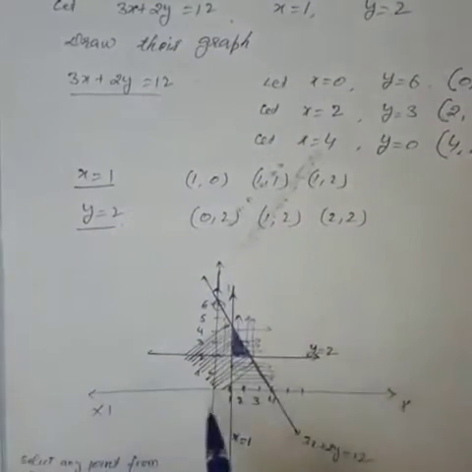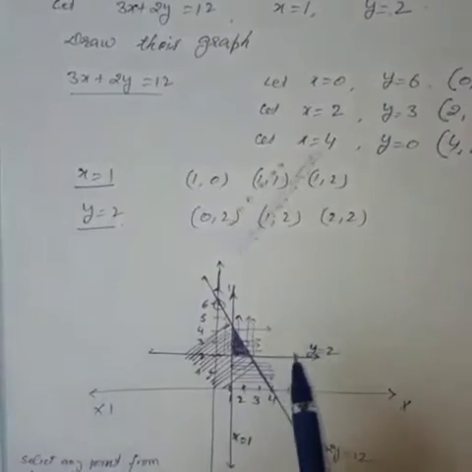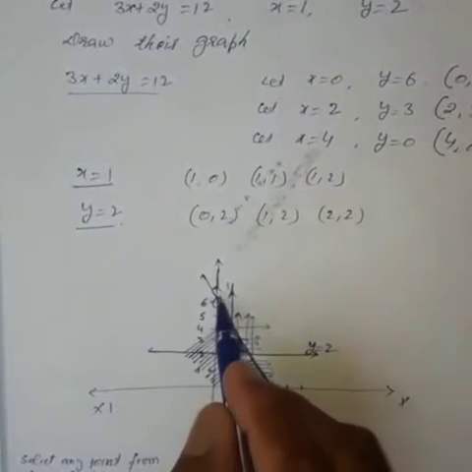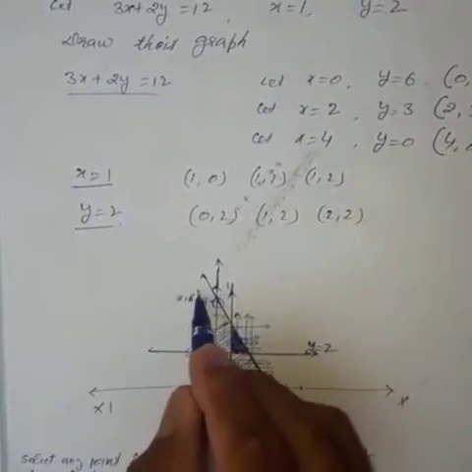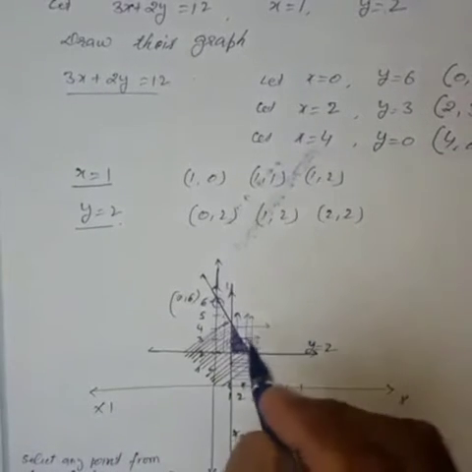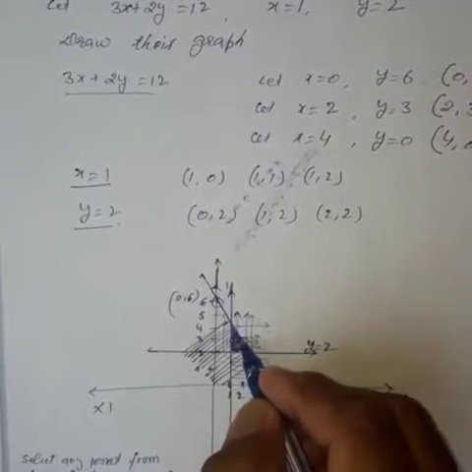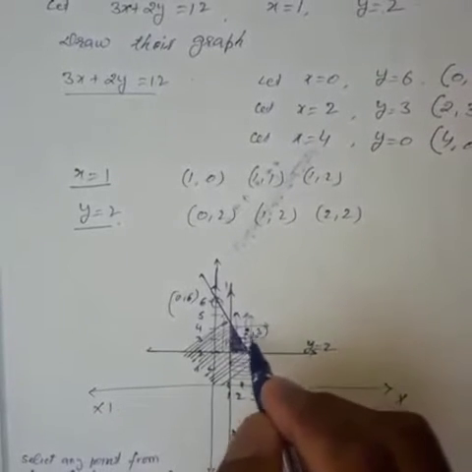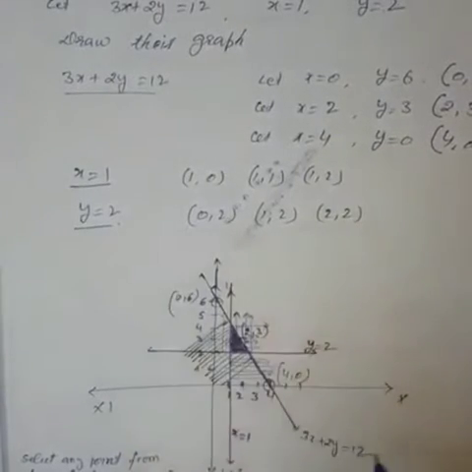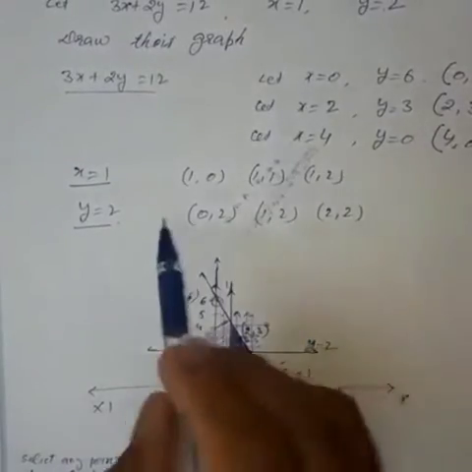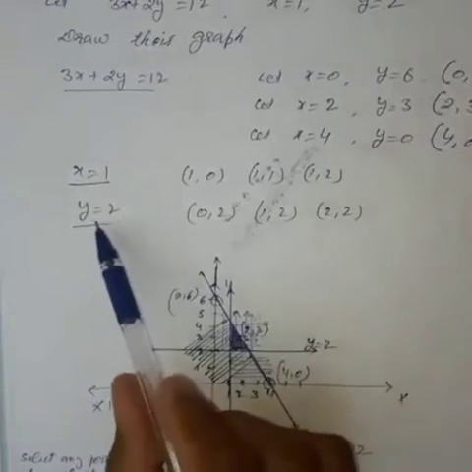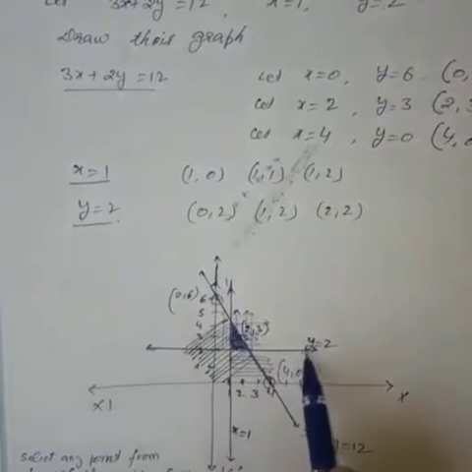And now draw the xy plane, select a scale, and first draw the line 3x plus 2y, locate the point (0, 6). This is the first point. Then x is 2 and y is 3, this is the second point. And (4, 0), this is the third point. Join these 3 points with the help of a scale. Then draw the line for x is equal to 1. This is the line for x is equal to 1. Draw the line for y is equal to 2. This is the line for y is equal to 2.